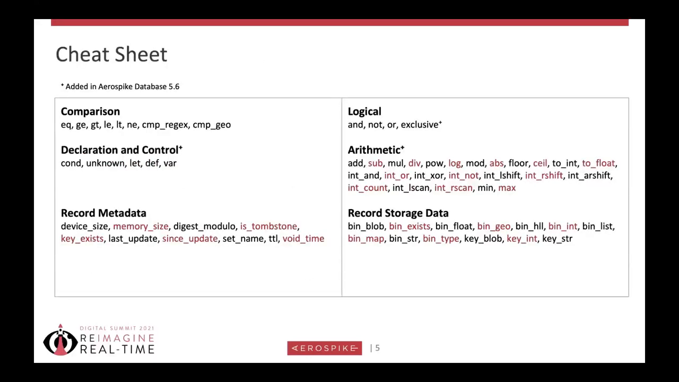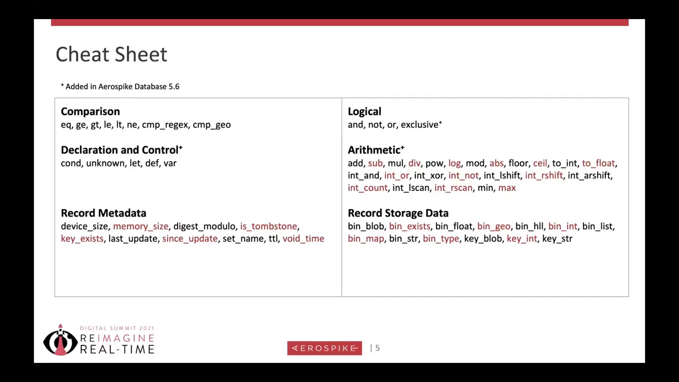There's a quick cheat sheet of the operations that we can use inside of expressions, and they basically cover all of the existing data type APIs plus a bunch that deal with the record metadata. So we have comparison operators, equal, less than, etc. We have logical ones like and, or, not, and exclusive. There's the new addition in 5.6 of declaration and control, which again, if you are familiar with Lisp or Lisp variants, this would look very familiar.